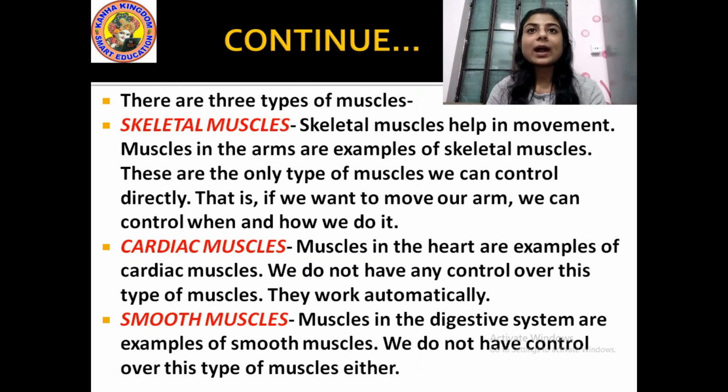Now what are skeletal muscles? Skeletal muscles help in movement. They help in movement of the arms and the legs. Muscles in the arms are examples of skeletal muscles. These are the only type of muscles which we can control directly. Skeletal muscles are also called voluntary muscles.